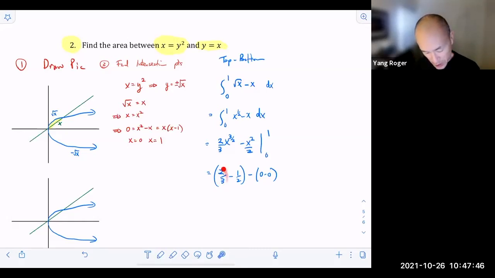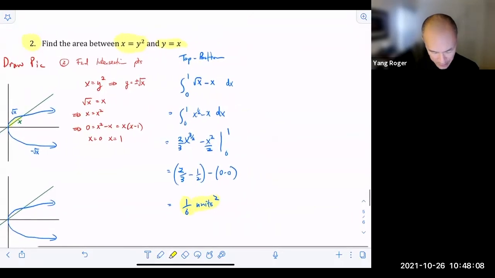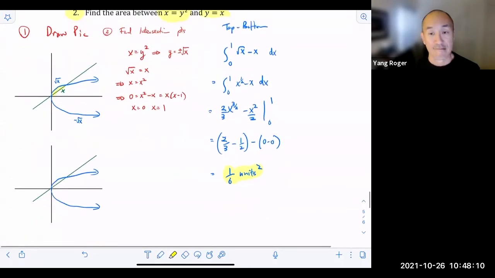This guy is 4/6. This guy is 3/6. 4/6 minus 3/6 is 1/6. So we get 1/6 units squared. Does that make sense for everybody? Are there any questions about doing it as a top-bottom integral? No questions. Great.